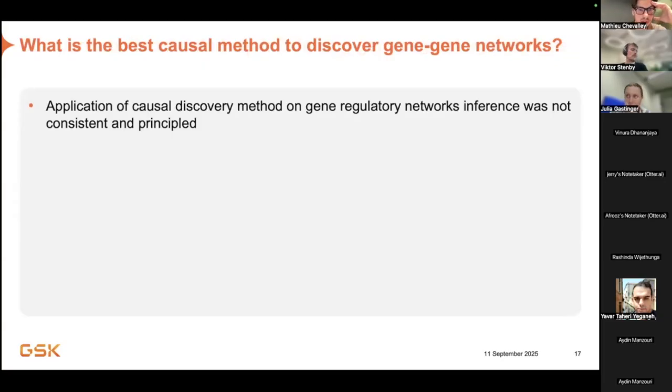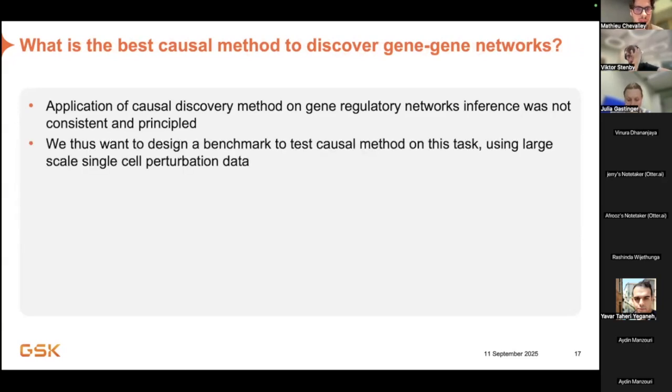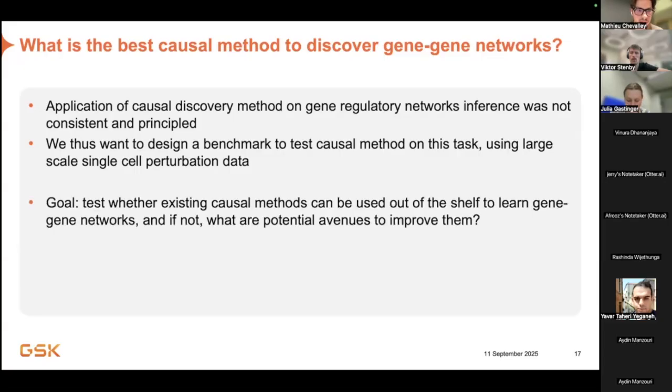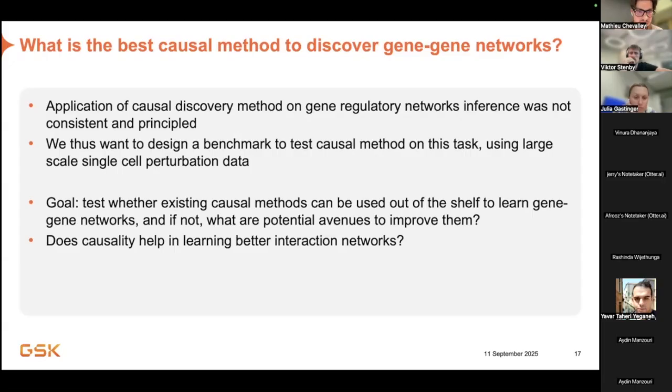So the goal: before that, there was no real benchmark for this task, especially given this interventional data, and no way to compare different causal methods. So we wanted to create this benchmark using this quite large-scale single cell data and see, okay, can existing methods already solve the task, and if not, what are ways to improve the result? And it also kind of tests causality because in theory, that's the perfect data and the perfect task for this type of models.